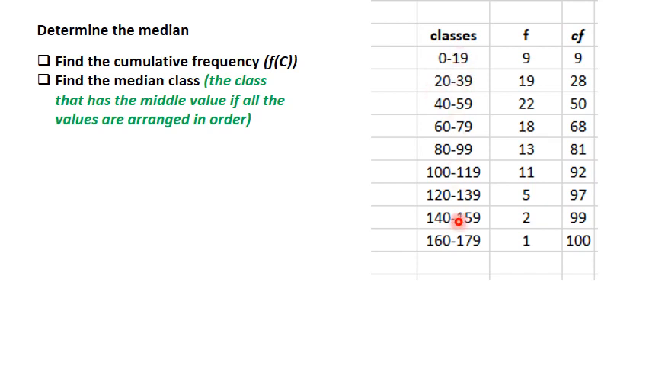These ones are added in ascending order. If all values were arranged in ascending order, which class will have the median value? So the median class is the class that has a middle value if all data was arranged in some order, for example, either in ascending or descending order. But obviously we use the ascending order. So this is what we do.